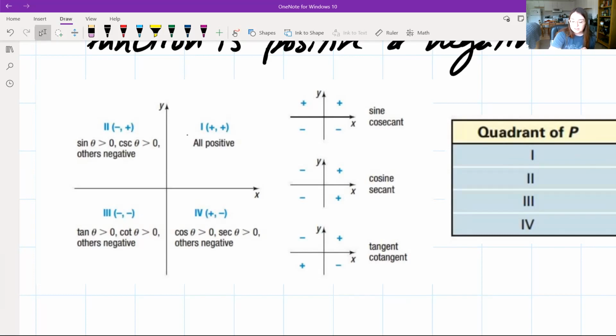Then we see our other values here. So when we're dealing with sine and cosecant, we see that quadrants 1 and 2 are positive, 3 and 4 are negative. When dealing with cosine and secant, we see quadrants 1 and 4 are positive, while 2 and 3 are negative. Then with tangent and cotangent, we see quadrants 1 and 3 are positive, and quadrants 2 and 4 are going to be negative.